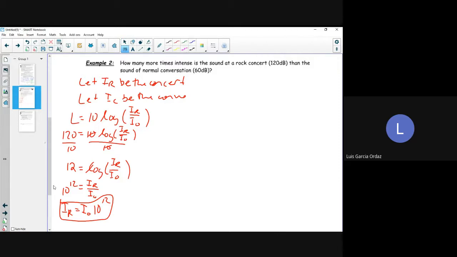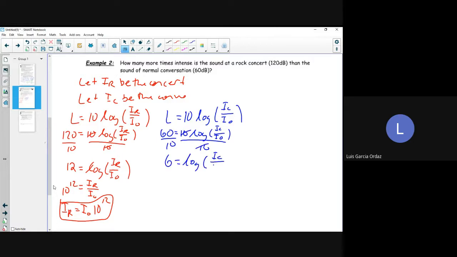And now we have to come up with an expression for our regular conversation. So we have L is equal to 10 log of IC over I0. We know the decibels for a conversation is 60. So 60 is equal to 10 log of IC over I0. Divide both sides by 10. We get 6 is equal to log of IC over I0. Remember, when we don't have a base, we automatically assume 10. And then using what we learned in the first lesson, we can rearrange this. So we get 10 to the 6 is equal to IC over I0, and we get IC is equal to I0 times 10 to the 6.